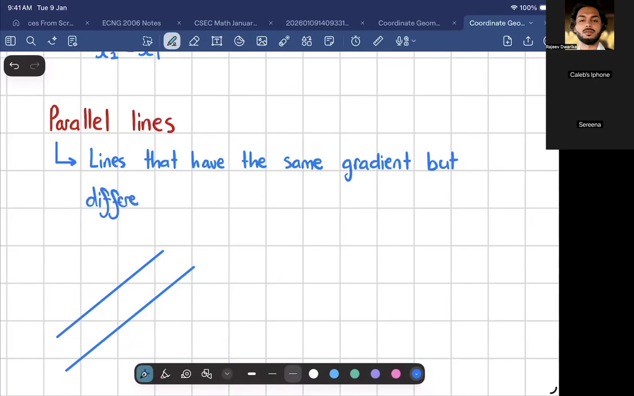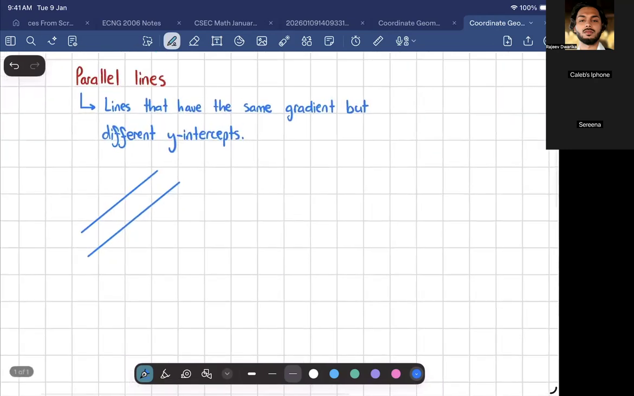They will have different y-intercepts. Exactly. Because if I were to draw the y-axis over here, are both of them cutting the y-axis at the same point? No. So they have the same gradient, but different y-intercepts. So you need to know that for parallel lines.